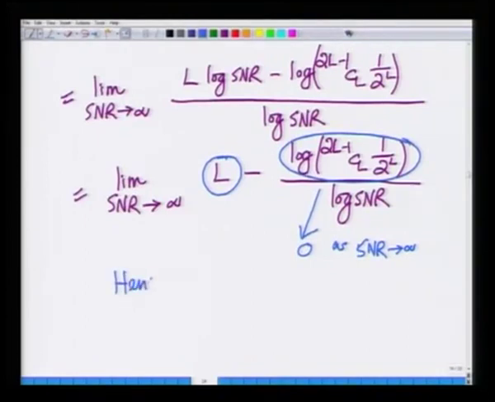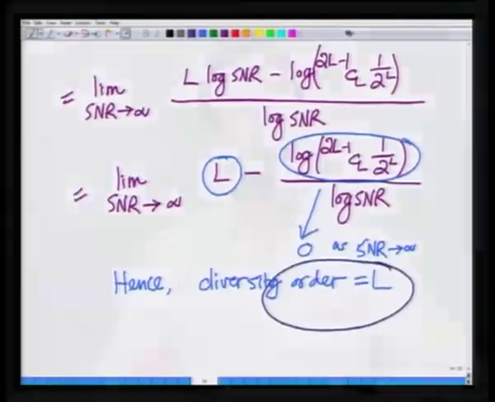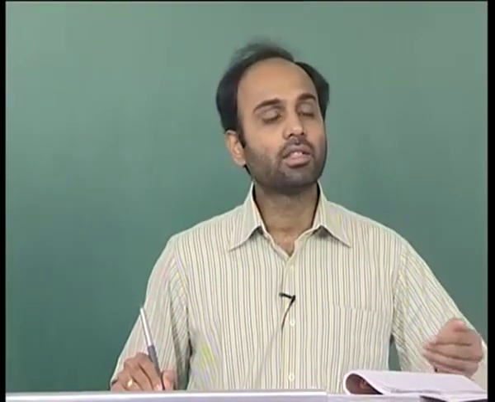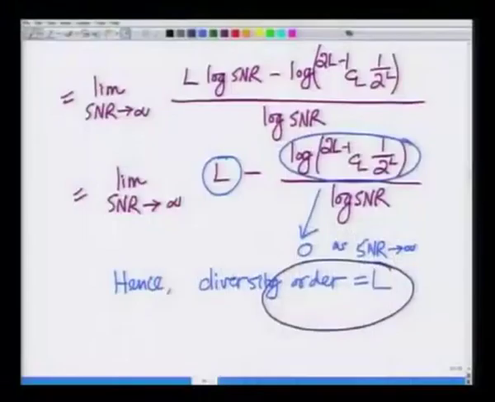Hence, diversity order equals L. And remember, this is also intuitive because we said that in a system with L receive antennas, the number of independent channels is L. Now, even mathematically by our definition of diversity order, it is turning out to be L, which means the number of independent channels is L. Hence, the diversity order of a system with multiple receive antennas, or with L receive antennas, is L. That is the reason why, as the number of antennas increases, you have diversity, which means more independent channels, which means your bit error rate decreases much faster.